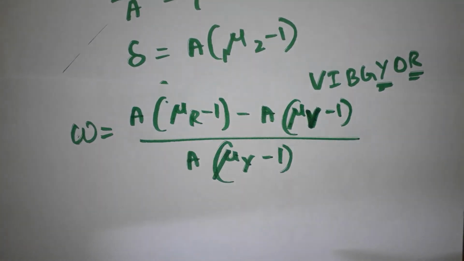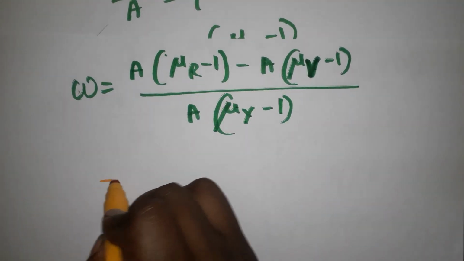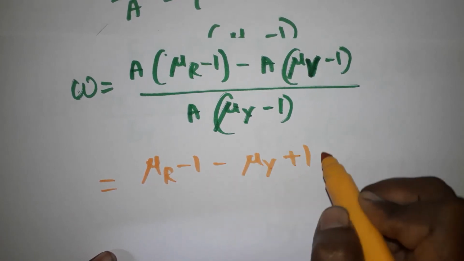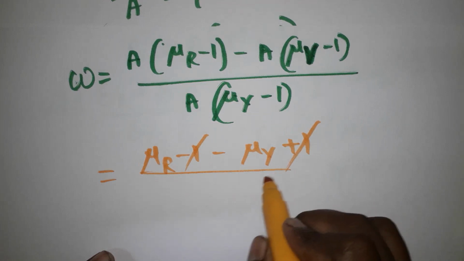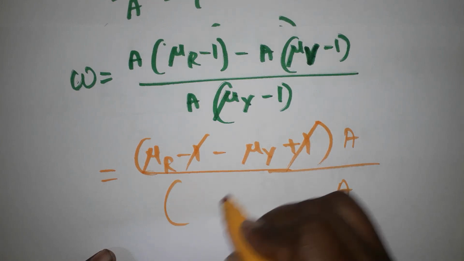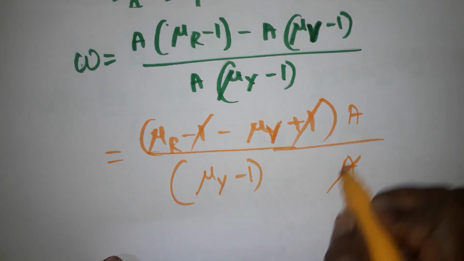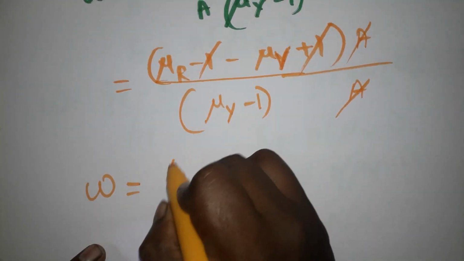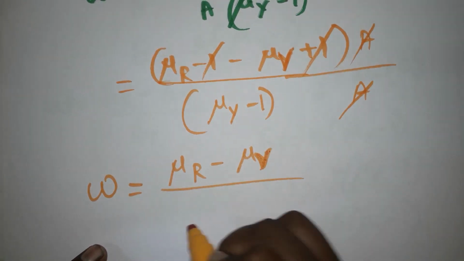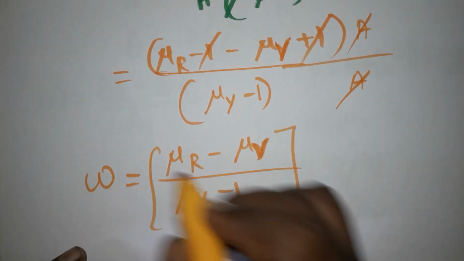The angle of the prism gets cancelled everywhere, because commonly you can take it outside. So refractive index of red minus 1 minus refractive index of violet plus 1; minus 1 plus 1 will get cancelled, divided by the whole multiplication, with the angle of prism taken common outside. The angle of the prism will get cancelled. So finally, dispersive power is equal to refractive index of red minus refractive index of violet, divided by refractive index of yellow minus 1. Like this we can get the dispersive power.